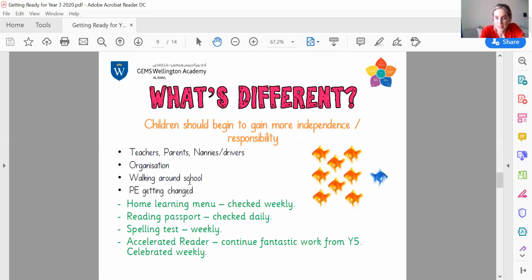Walking around the school, at the beginning of the year, we do still walk with them around the school, but then as the year goes on, we like to try and trust them a little bit to move between lessons, ready for as they go into older year groups.